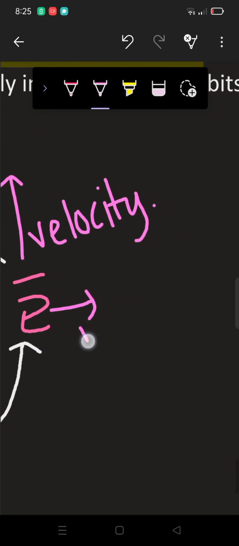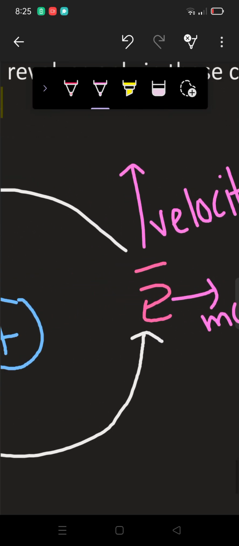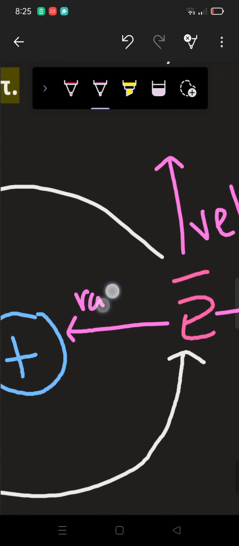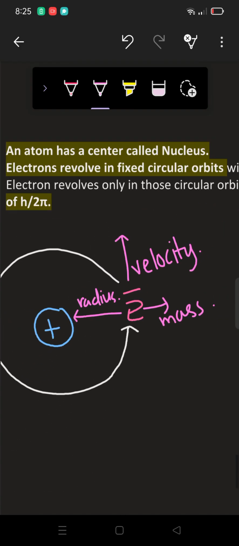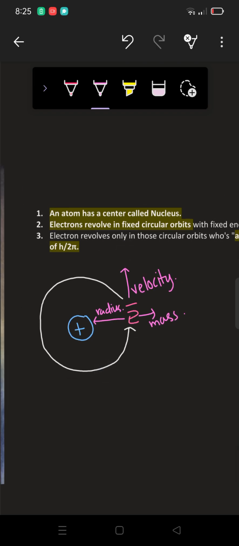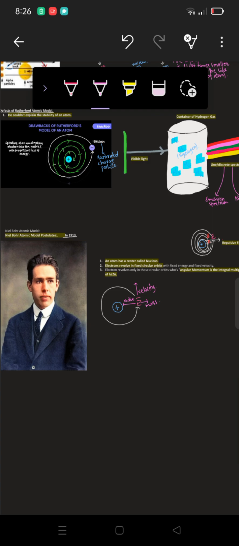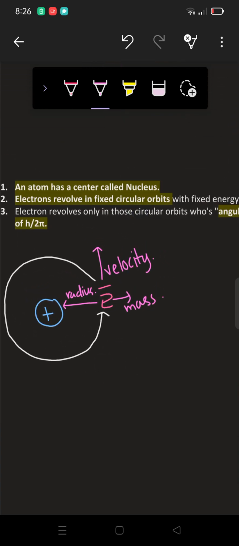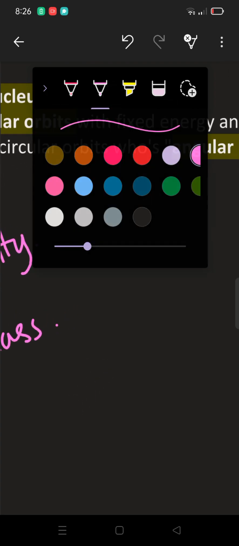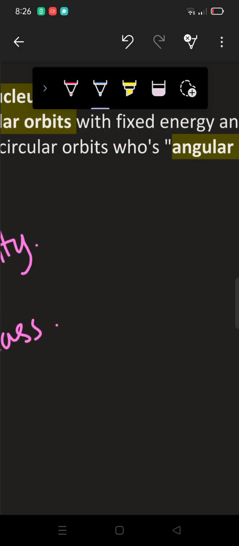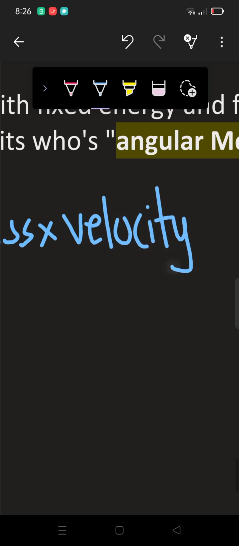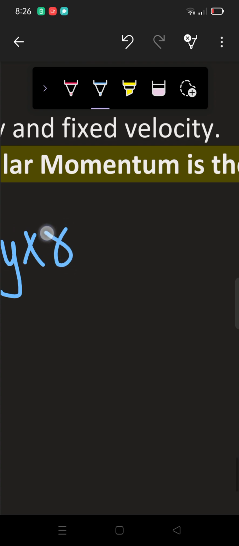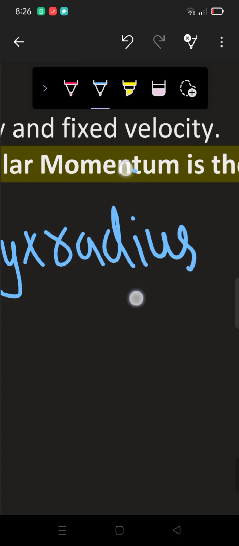It has mass, and here we have the radius. As you can see, it has a radius, it must be moving with a velocity, and it has mass as well. So the multiplication of these three terms, MVR, which means mass into velocity into radius, is equal to angular momentum.